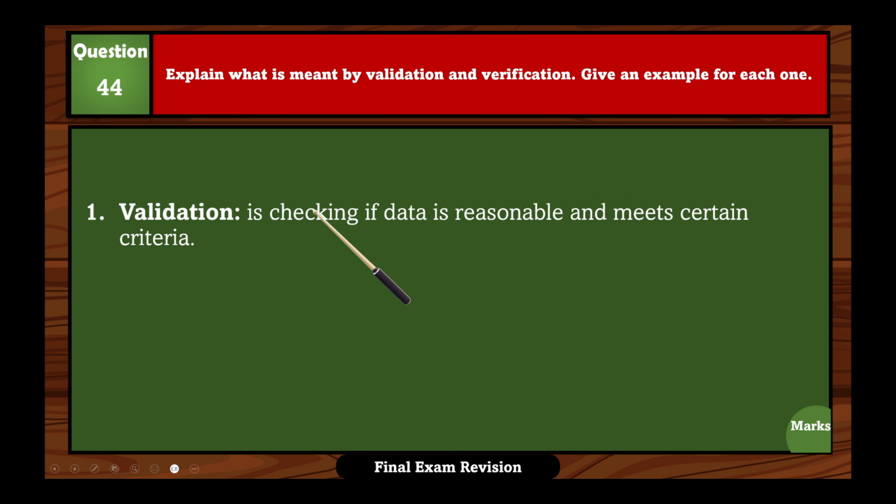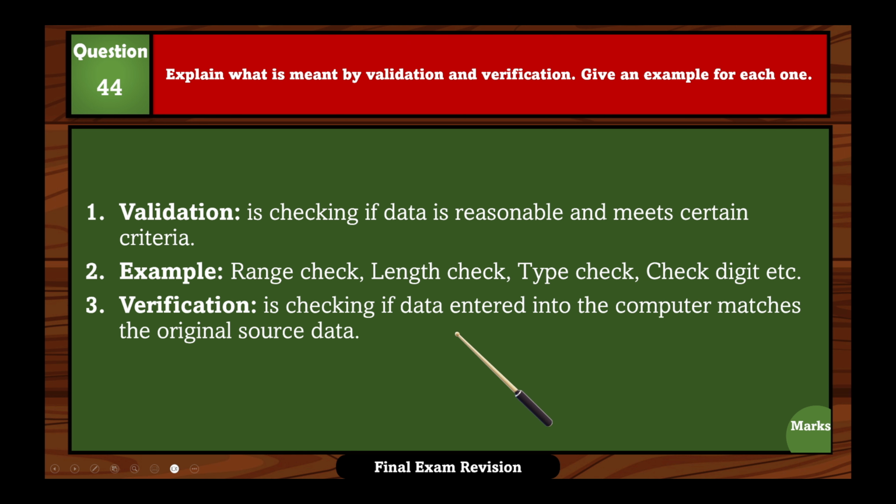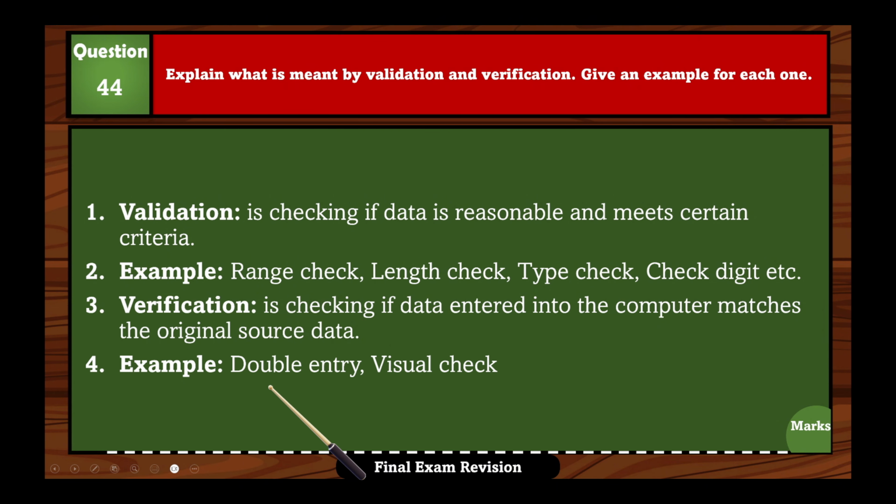Okay, so what is validation? Validation is checking if the data is reasonable and meets certain criteria. An example is range check, length check, type check, and check digit. Then you have verification. Verification is checking if the data entered into the computer matches the original source. An example could be double entry check and visual checks.